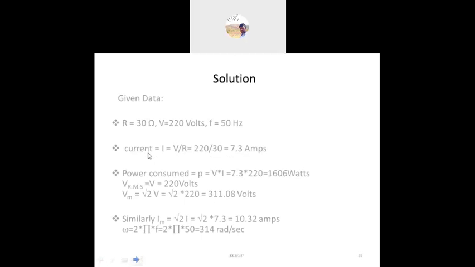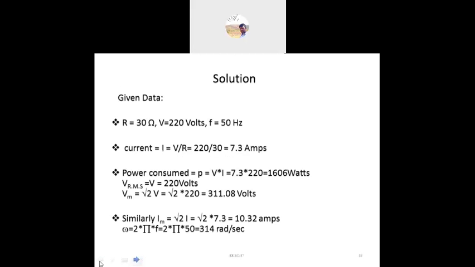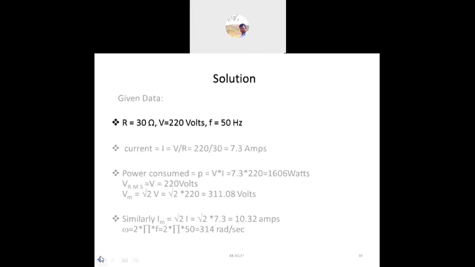So the given data is also given. We can go through the example problem.